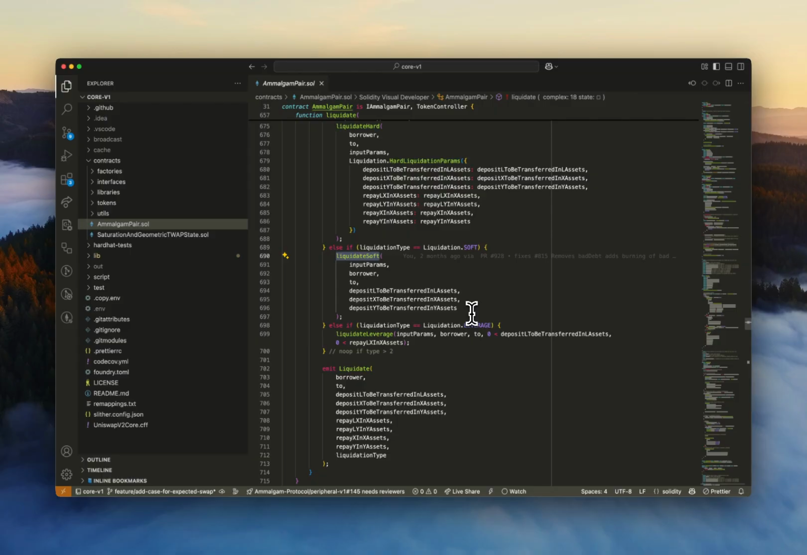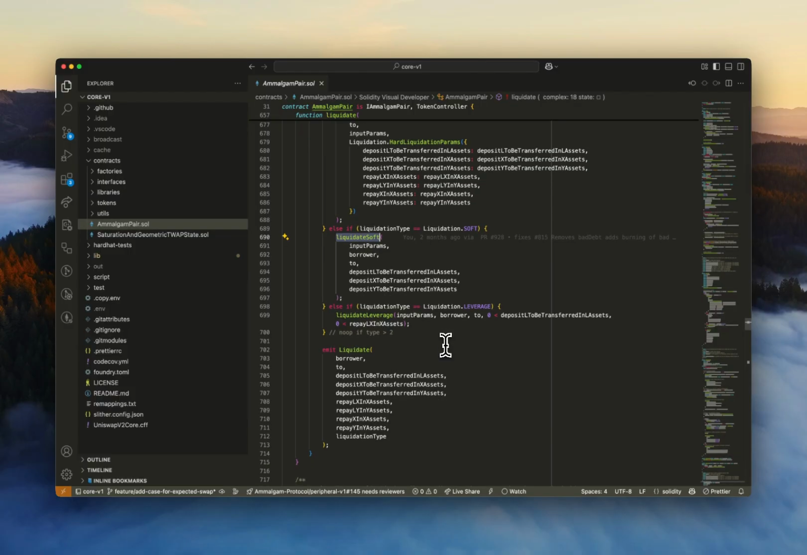Alternatively, users could call sync, or actually I think it's skim, with their address to do this automatically for themselves instead of paying the gas fees to somebody else. But if they choose not to, this happens ever so often as their position grows enough.